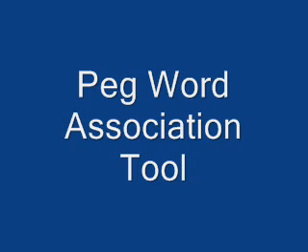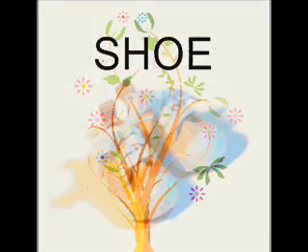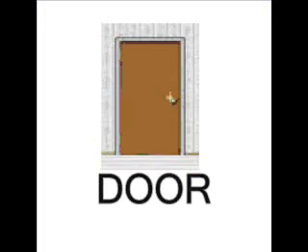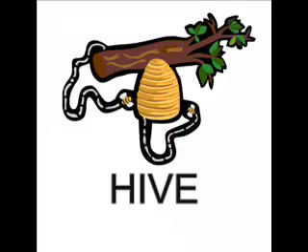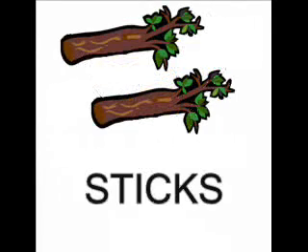This is called the peg word association tool. Basically, you are going to put the numbers 1 through 8 into your mind. You're going to pair each of the numbers with a rhyming word and a corresponding image. The peg words are as such: 1 gun, 2 shoe, 3 tree, 4 door, 5 hive, 6 sticks, 7 heaven, and 8 gate.